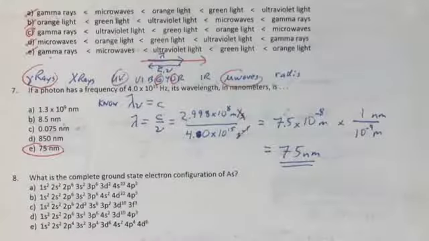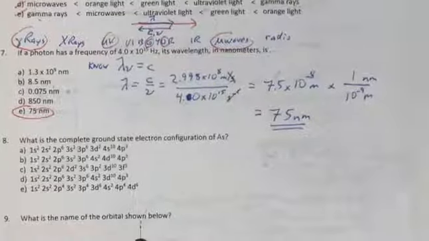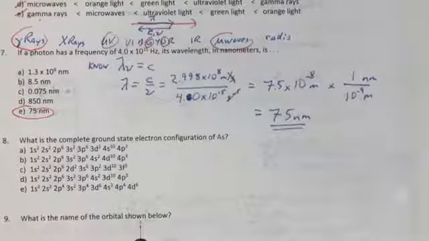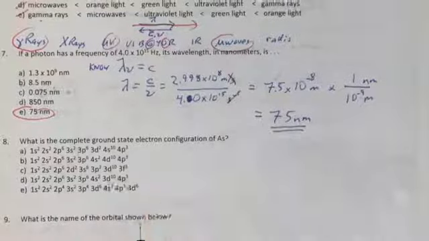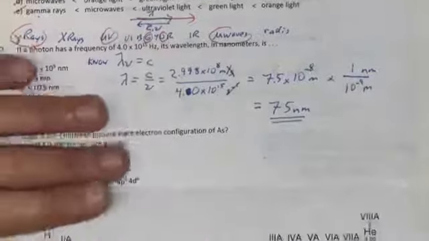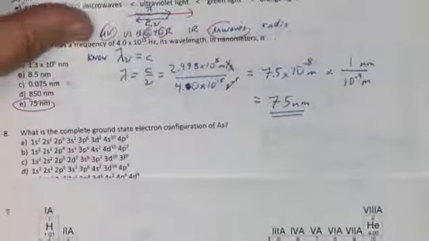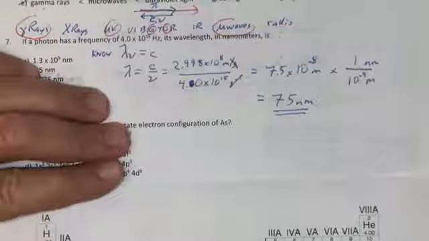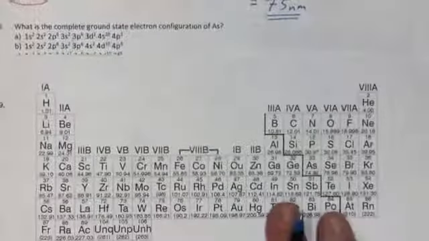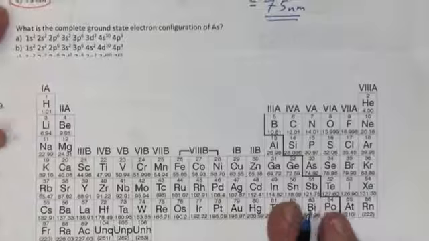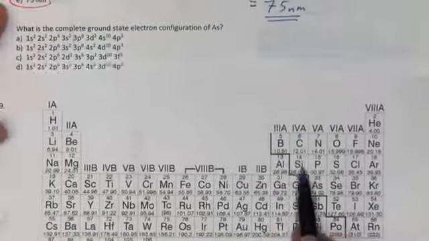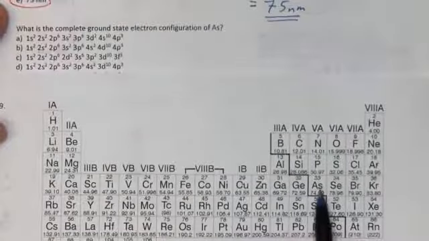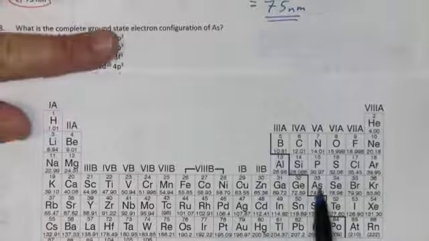The next question, number 8, says, what is the complete ground state configuration of arsenic? Now, rather than look at each of these, let's just jot it down. I'm not even going to look at these. I'm going to cover this up. Here's arsenic, As. So let's give the complete ground state electron configuration. Let's raise it up so you can see it. Sorry about that. Okay, and for arsenic, here's arsenic right here. So I'm going to cover up these electron configurations, not even look at them.